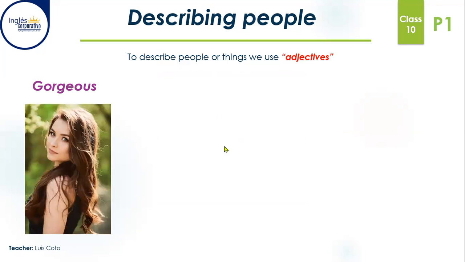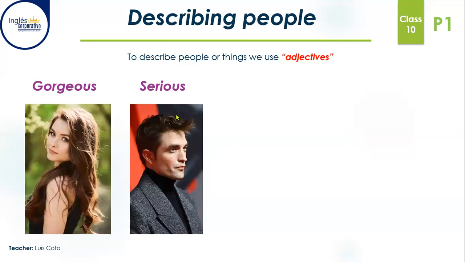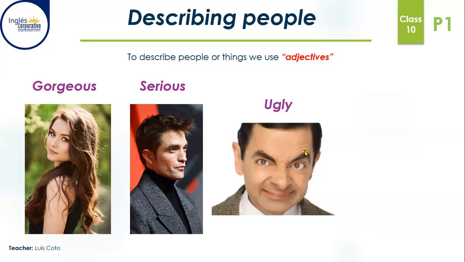Gorgeous. Next. Serious. Who is this person? Who is this actor? He's Twilight. Él es Twilight. No, he is not Twilight. He appears in the movie Twilight. Robert Pattinson. He is Robert Pattinson. In the picture, he looks serious. Correct. Serious.